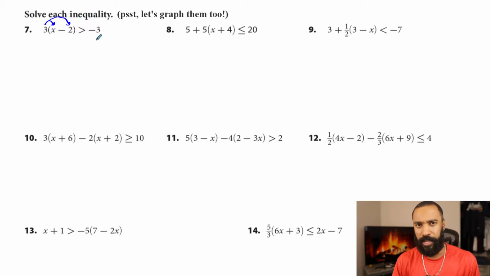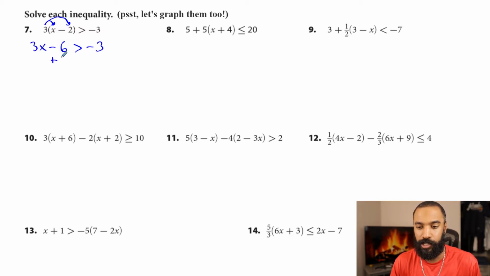I'm going to start by distributing. There's another way I could do it by dividing both sides by 3. Sometimes people don't recognize that with the multiplication, so I'm just going to distribute. Something I have to practice with my classes anyway. So multiply the 3 by x and by negative 2. I get 3x minus 6 is greater than negative 3.